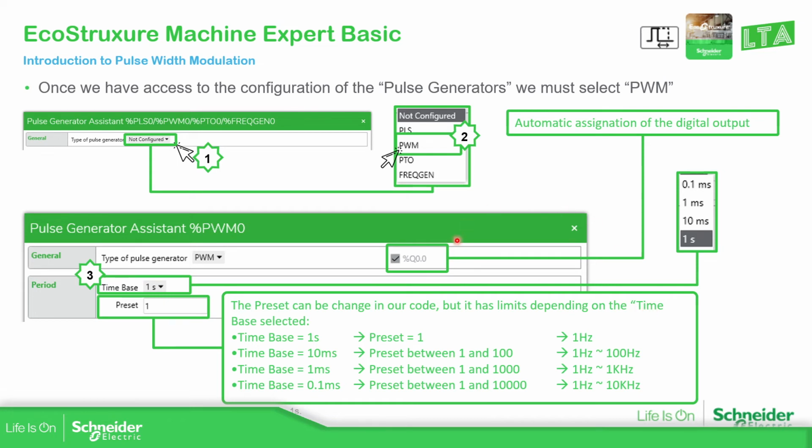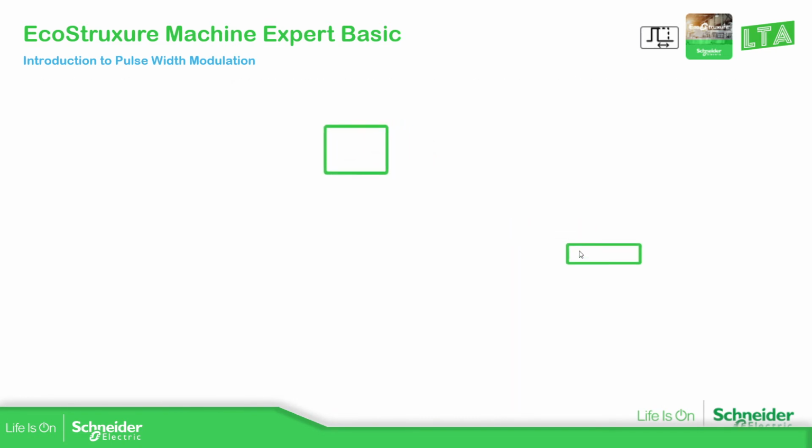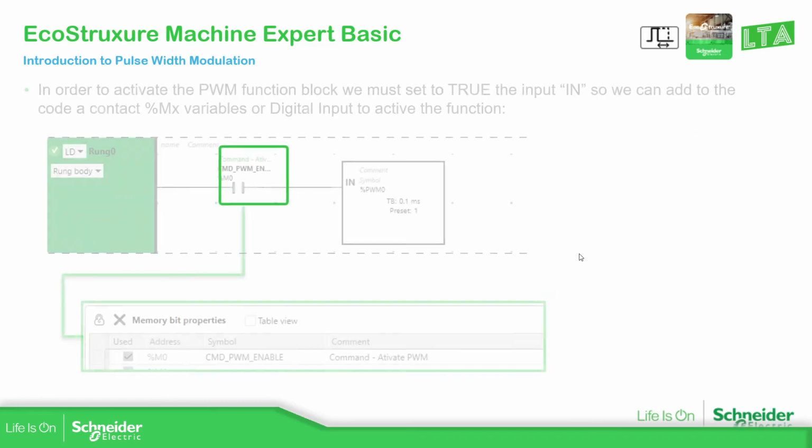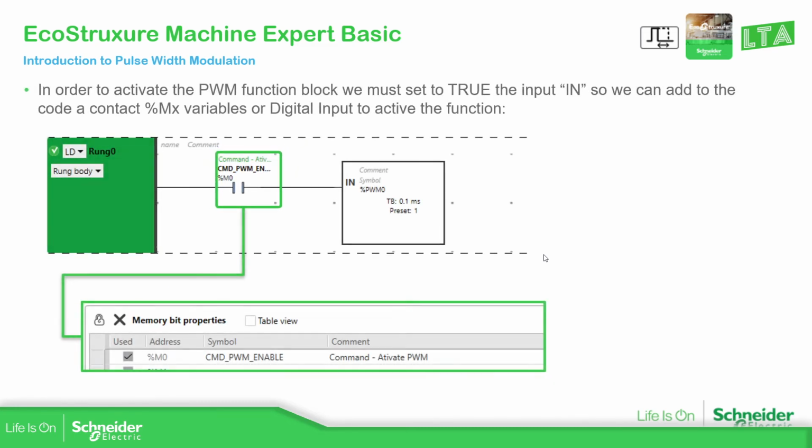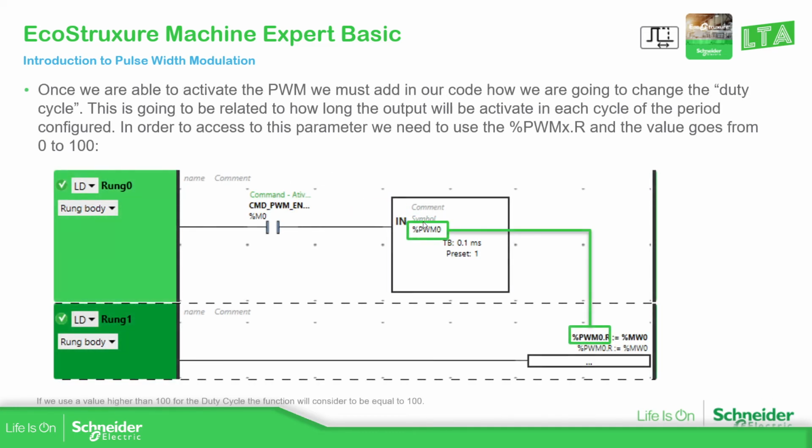Okay, so I don't want this laser. There we go. In order to change the duty cycle, we need to access the instance of the PWM that we have, then .r, as you can see over here. This .r allows me to change the duty cycle. So we can use a variable in order to change this.